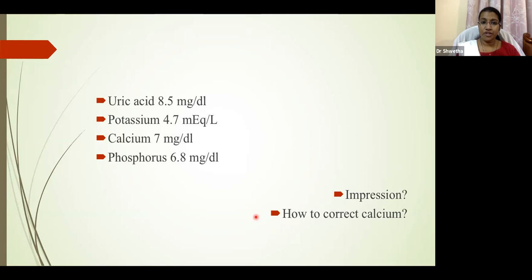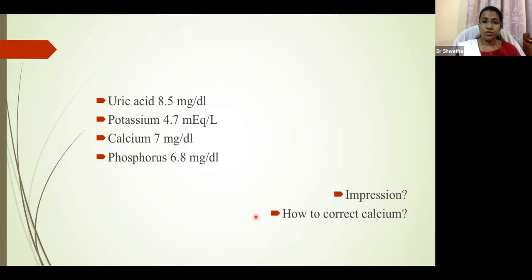So now what is the impression? In a child with suspected leukemia and this sort of biochemical profile, we are suspecting the patient has got tumor lysis syndrome. And so one clinical question is, he's got hypocalcemia. So how are we supposed to correct this calcium?